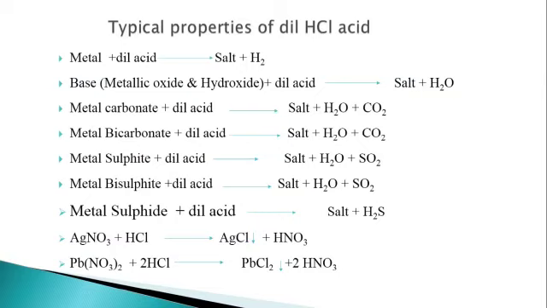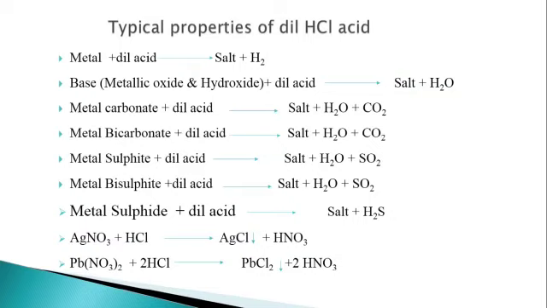Metal reacts with dilute acid to form salt and hydrogen. For example, magnesium reacts with dilute acid to form magnesium chloride and hydrogen. Base reacts with dilute acid to form salt and water. For example, copper oxide reacts with dilute HCl to form copper chloride and water.